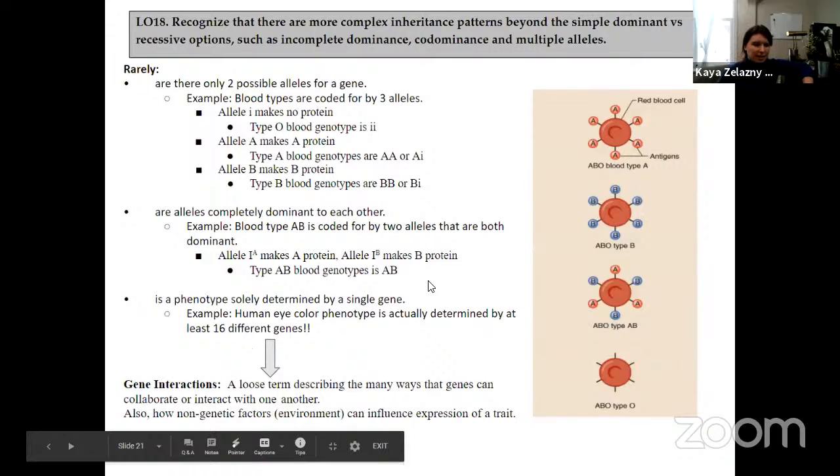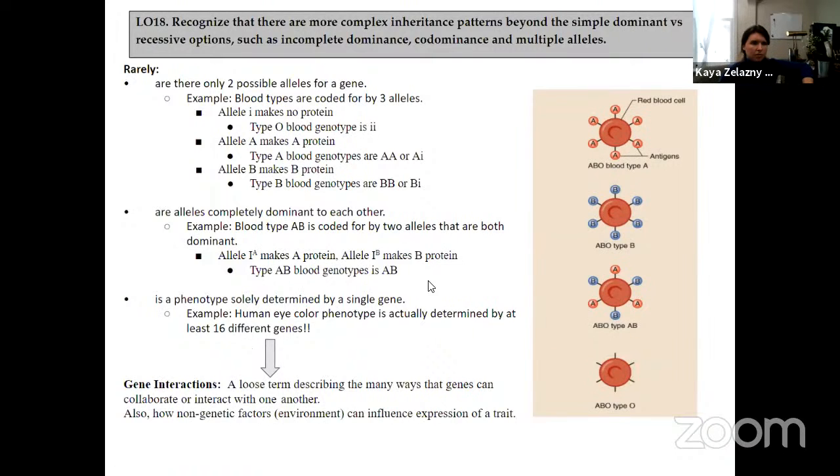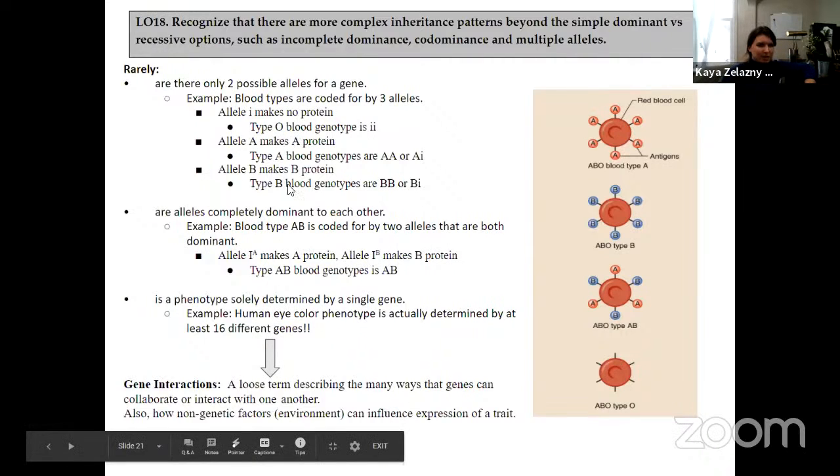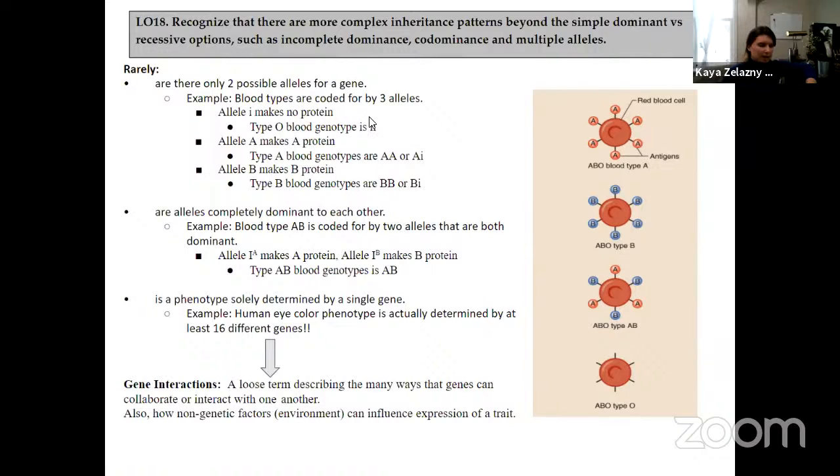Other more complex inheritance patterns involve some traits that are coded for by multiple alleles, right? Like with your blood type, there aren't just 2 options. We have type A blood, type B blood, and type O blood. And each of those have several genotypes that can code for them, basically. Well, not each of them, but some of them. So basically, sometimes we're going to have more options than this. And anytime we have more options, it's going to make it more complicated.